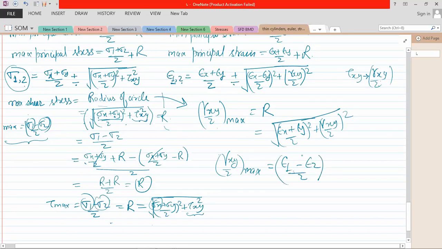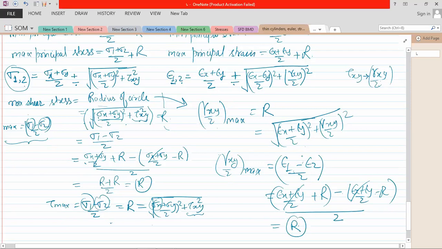Now why am I writing that? Because this is the radius, and if you put it this way, I write it as (epsilon x plus epsilon y)/2 plus r, minus ((epsilon x plus epsilon y)/2 minus r), divided by 2. Now you can cancel these terms, and minus plus r gives 2r by 2, that is r. Now you are getting the same expression. That's why you can write it this way. But these are the principal strains, and these are the strains where gamma xy is present. So you cannot use this formula for this. These are two different formulas yielding the same result.